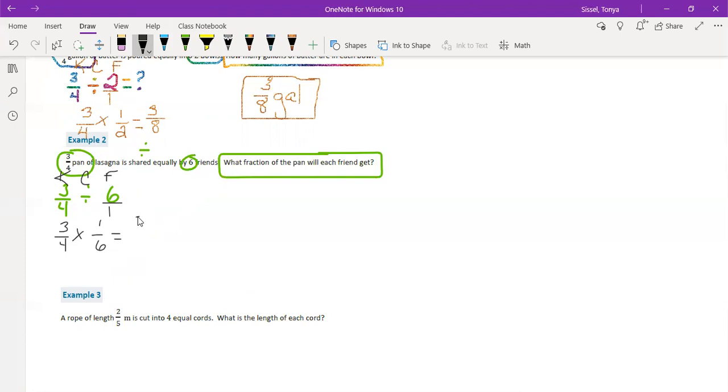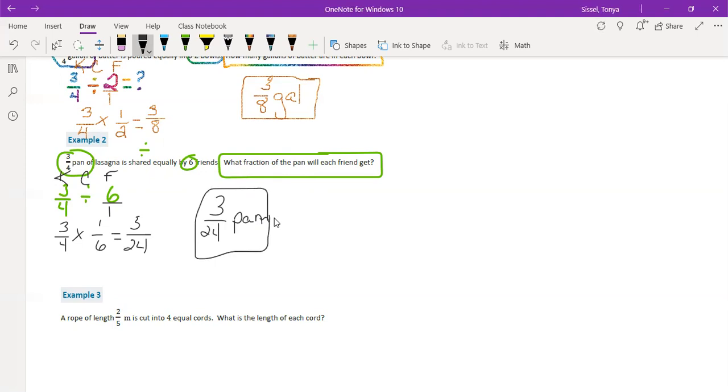3 times 1 is 3. 4 times 6 is 24. So our answer is each person will get 3/24 of the pan. And of course we always put a box around it.